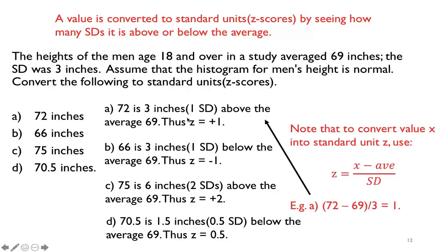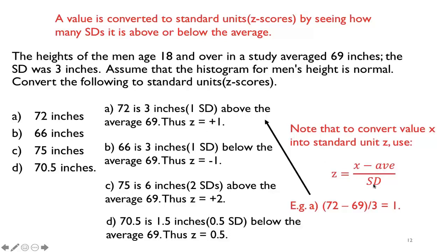So if we want to do this more systematically, here's a formula. Take the old score, for example 72, and subtract the average to see how far it is from the average. If it's positive, it's to the right. If it's negative, it's to the left. Then divide by the SD. That tells you how far it is from the average in terms of the SD. So for example, 72 minus 69 divided by 3 is 1. That's how I get the +1.